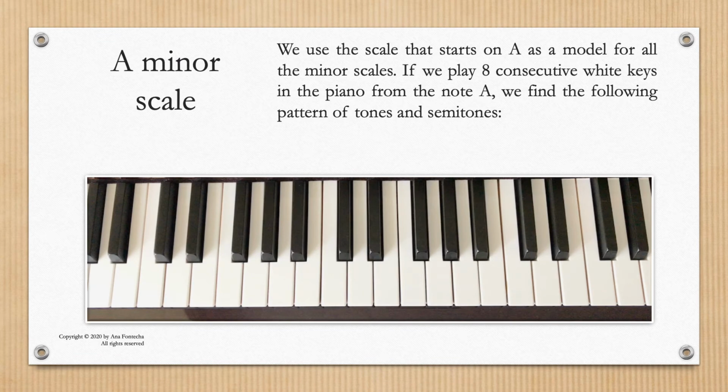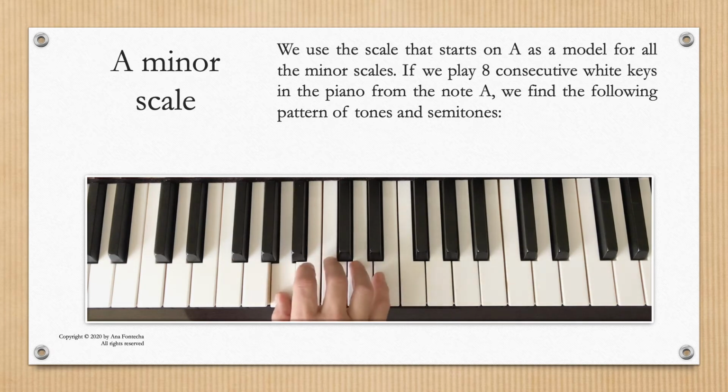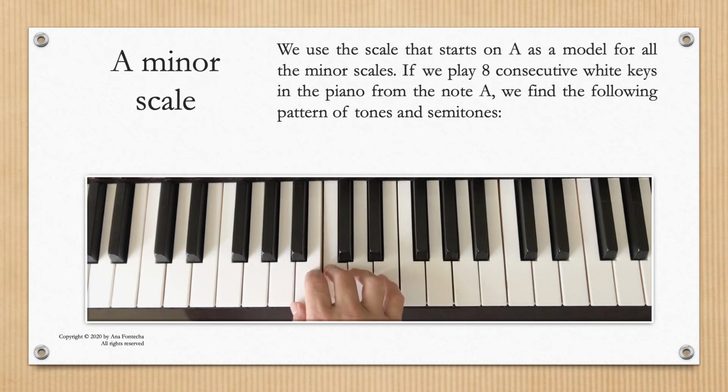We use the scale that starts on A as a model for all the minor scales. If we play 8 consecutive white keys in the piano from the note A, we find the following pattern of tones and semitones. Tone, semitone. Remember, between B and C, semitone.